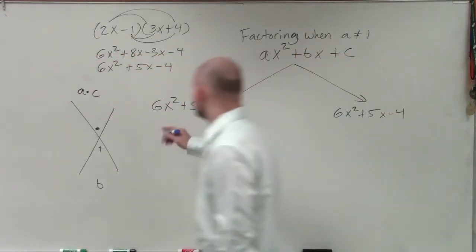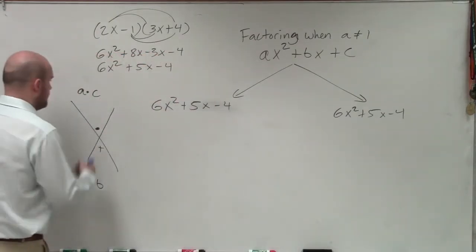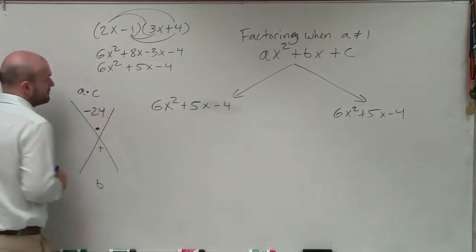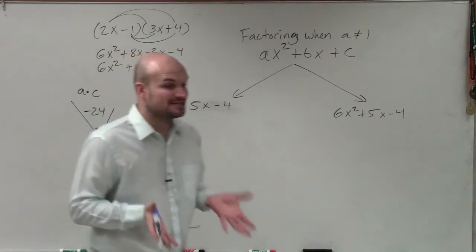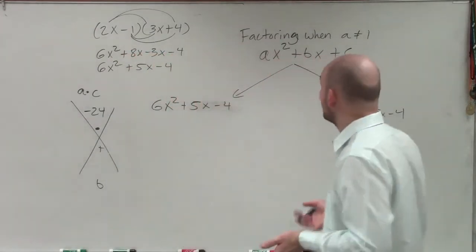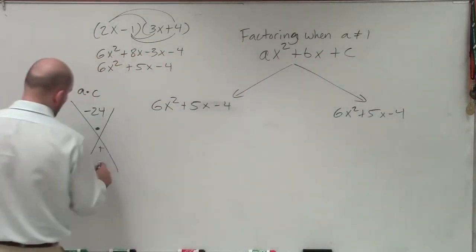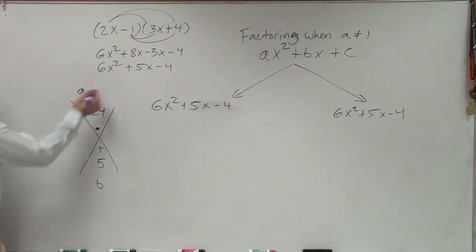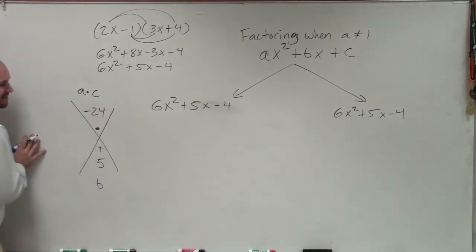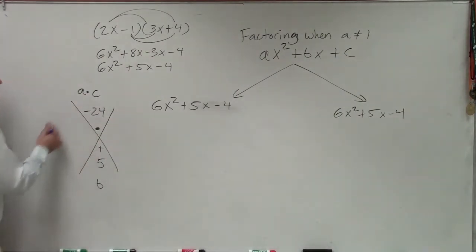So in this case, I have 6 times negative 4, which is going to be a negative 24. Now what I need to do is determine what two values multiply to give me negative 24, but then add up to give me 5. So to do that, a lot of times I'm just going to write the factors. I'm not going to worry about the negative here in a second. I'm just going to write the factors for negative 24.